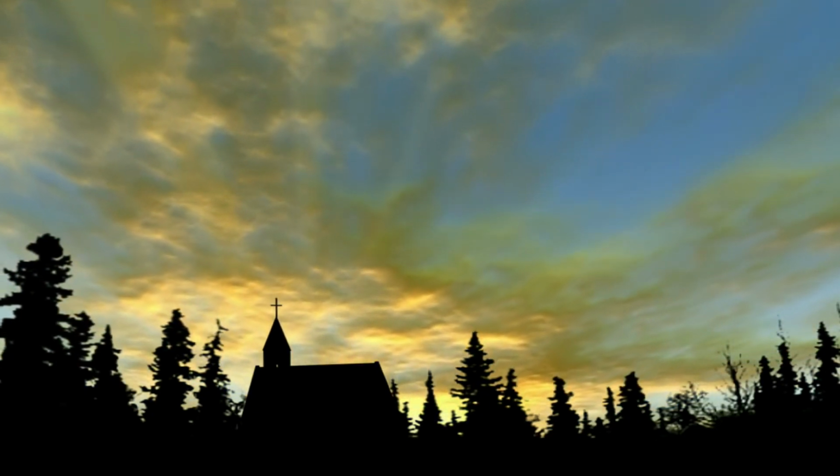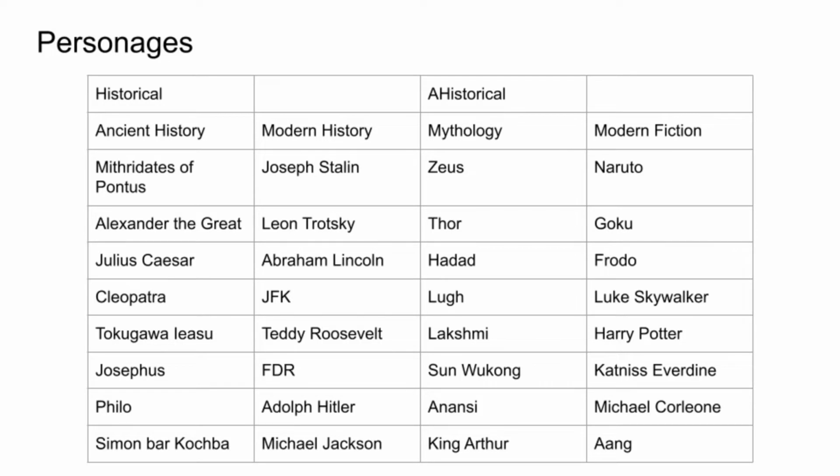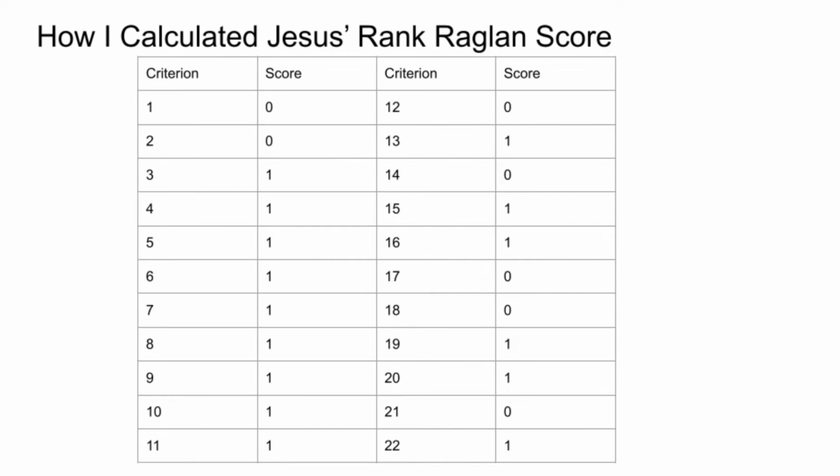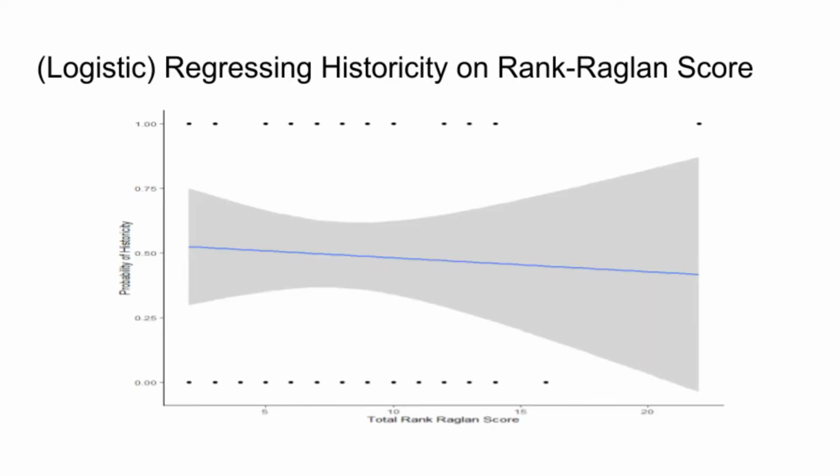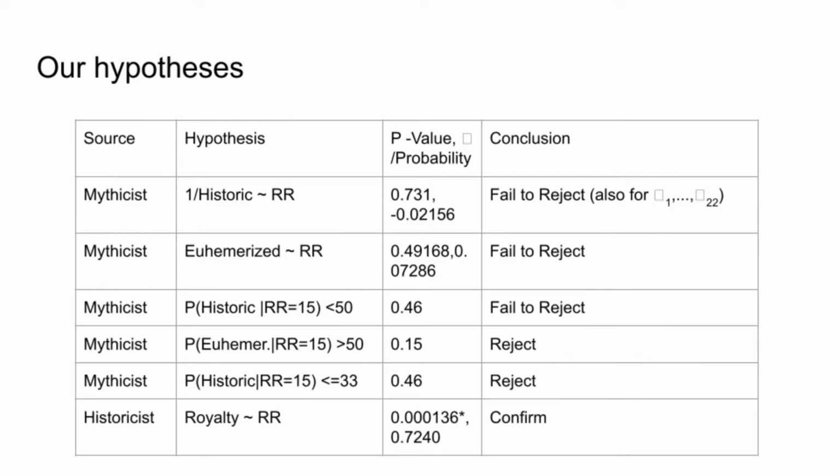I built a 60-some personage dataset, about half historical, half not. I computed a Rank-Raglan score for each, I computed a Rank-Raglan score for Jesus, and I ran a logistic regression algorithm. There was no statistically significant correlation between Rank-Raglan score and historicity, or between Rank-Raglan score and having been euhemerized, but there was a statistically significant correlation between Rank-Raglan score and royalty, which is an historicist claim.